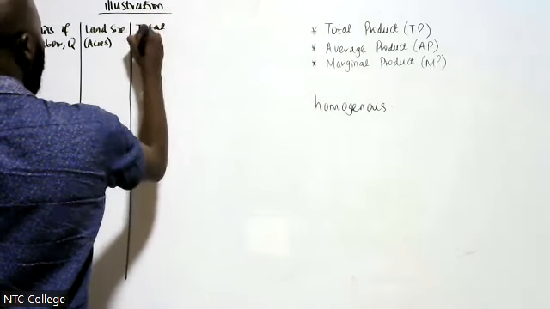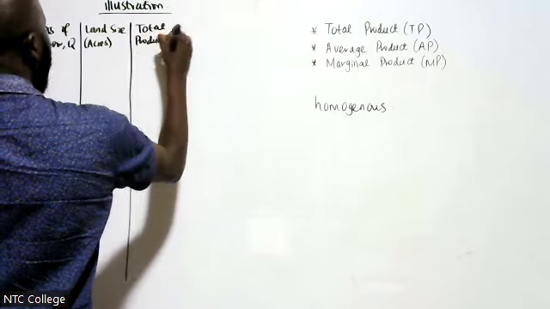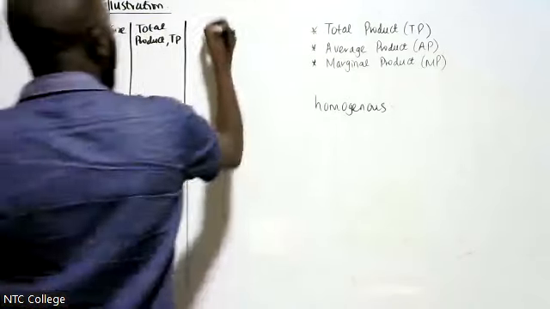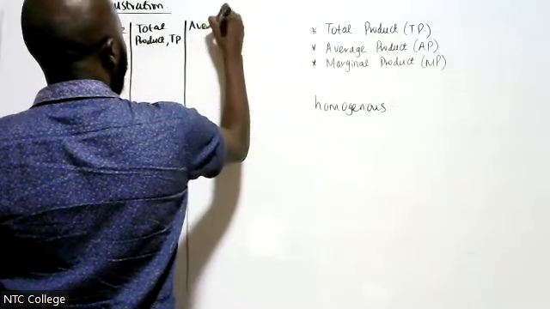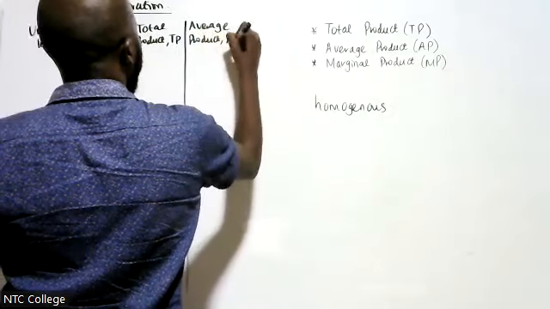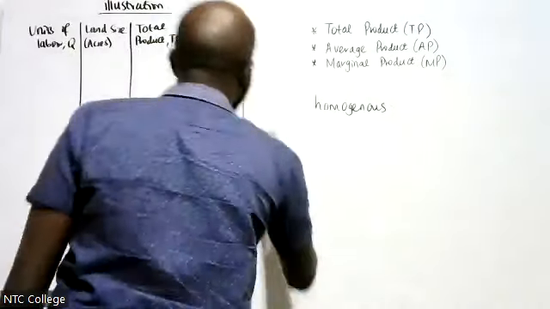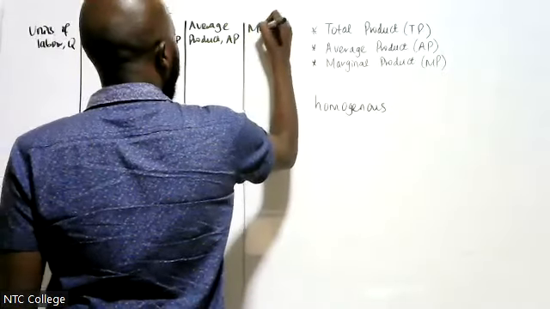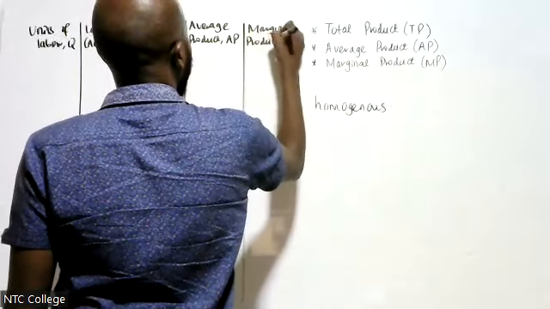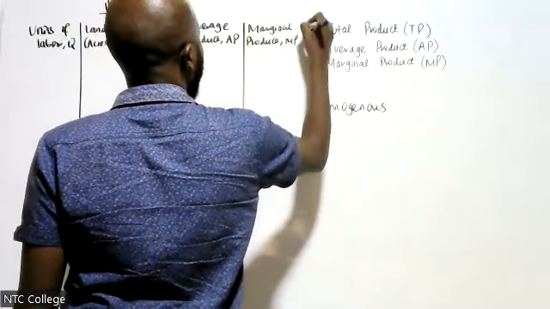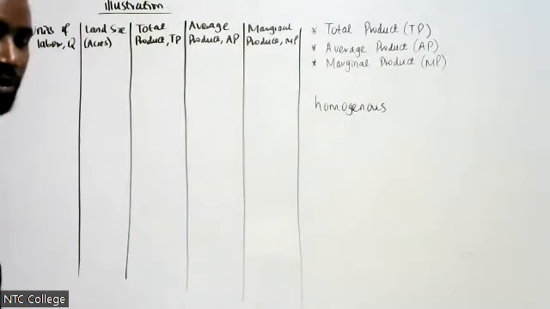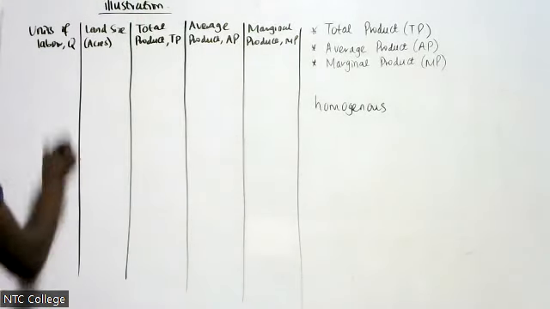From this we will get the three. What is total product, TP? And then what is average product, AP? These last three columns are what will give us the three curves. The last one is the marginal product, MP. So make sure you have those five columns.